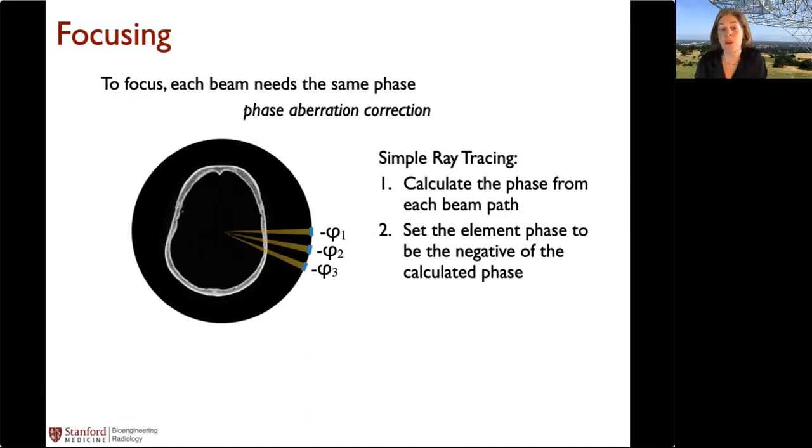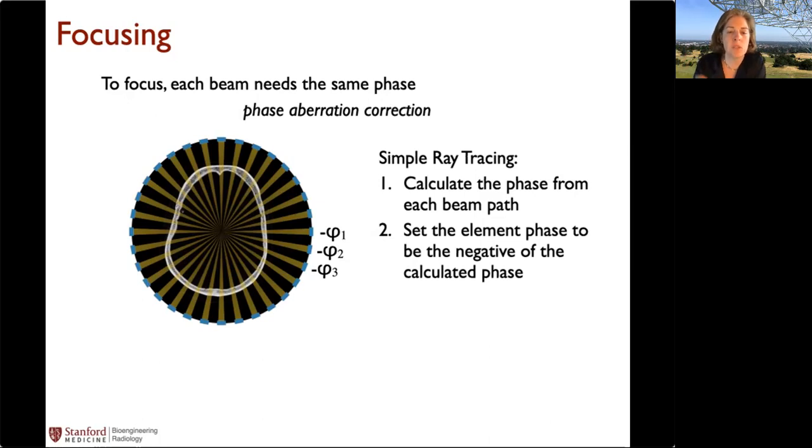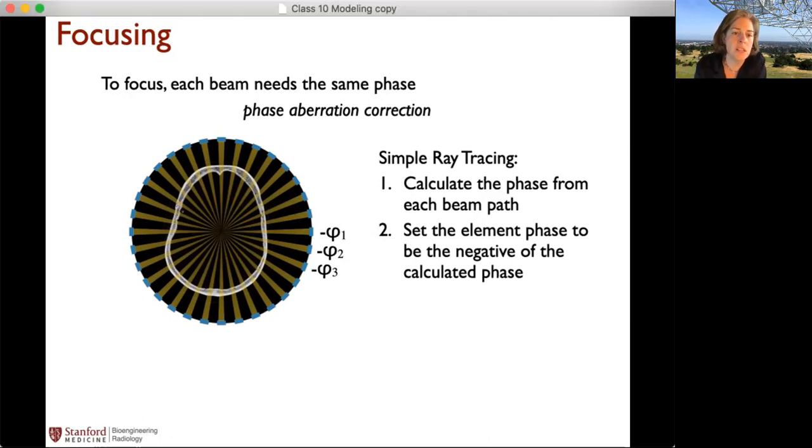So that's the simple ray tracing, and that doesn't take into account reflection, refraction. There's lots of things it doesn't do. But let's just ask the question: how well does that do in terms of fixing up your focal spot? Steve did this, and I'm going to tell you a little bit about his work. This is Steve Leung in my lab. He actually used the Insightec transducer, so there were 1,000 elements. That's why I pictured it here with more elements.